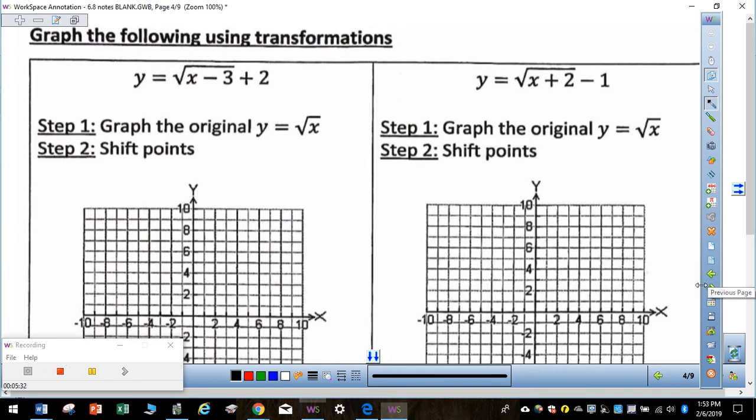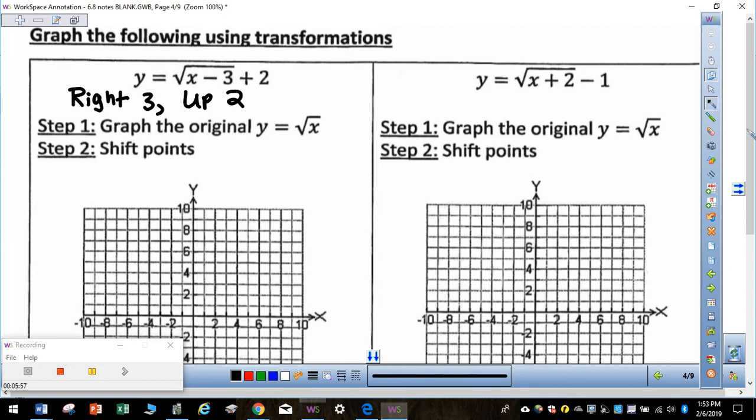Okay, so let's go ahead and turn over to the next side. We're going to graph the following functions now using transformations. It's always a good idea to take a look at this part first and just describe the transformations in words. So based on that chart we just filled out, subtracting 3 on the inside here is going to move it to the right 3 spaces. And then adding 2 on the outside is going to move this up 2.